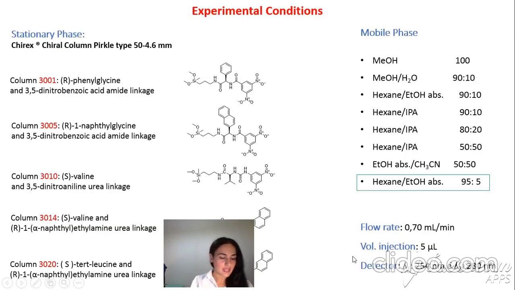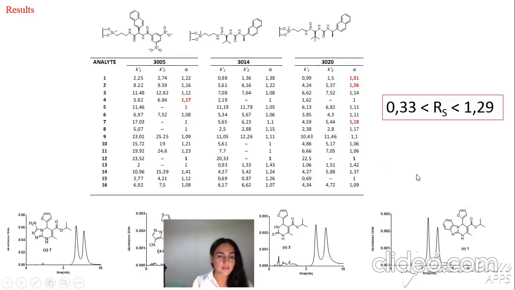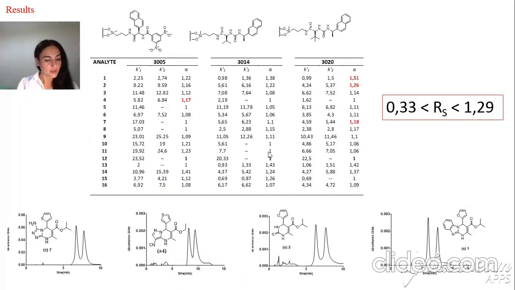I started the investigation with five different selectors, Pirkle-type columns containing optically pure amino acids, quite heterogeneous between them. Here are the derived experimental conditions, and in this table I have summarized the best results obtained. It can be seen that enantiomer resolution of almost all the compounds is reached, although not baseline, as confirmed by the low resolution values.